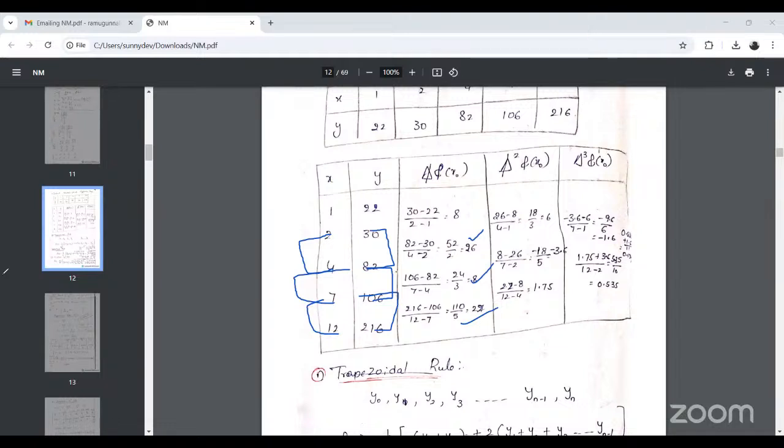Next, the second differences. 26 minus 8 by 4 minus 1, leaving the middle element. Next 8 minus 26 by 7 minus 2.